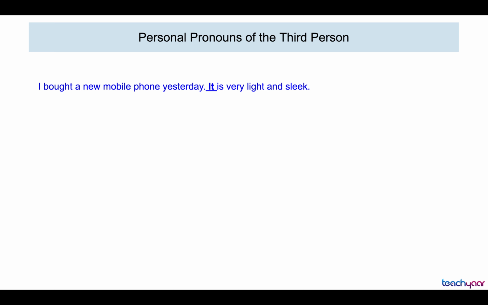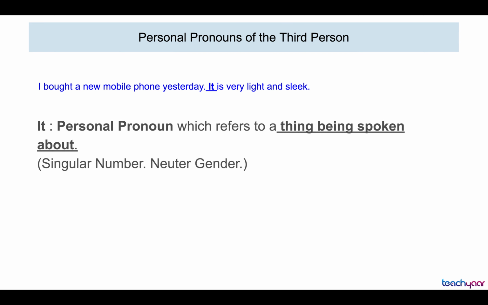Now when you refer to the mobile phone, in the second sentence you have used a pronoun for it. What is the pronoun? It. It is very light and sleek. So this it stands for the mobile phone. So it is a personal pronoun which also refers to a thing being spoken about.